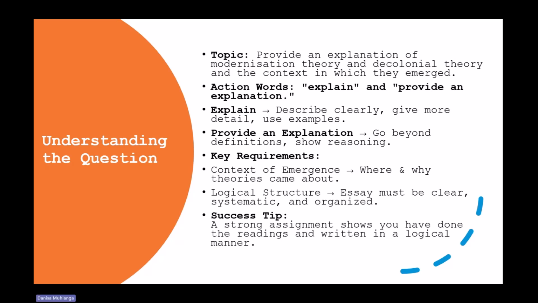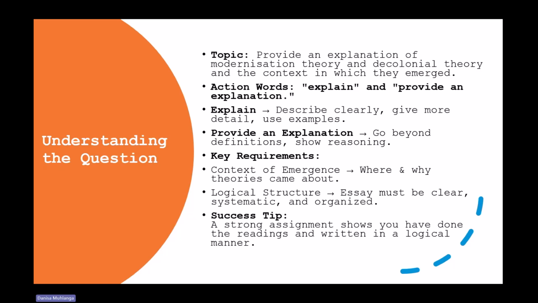It emphasizes the importance of understanding action words, right? So what are action words? In this case, the key action words are to explain and to be able to provide an explanation. So the key action words here are to explain, right? Because you will be explaining. So it's to explain and to provide an explanation.